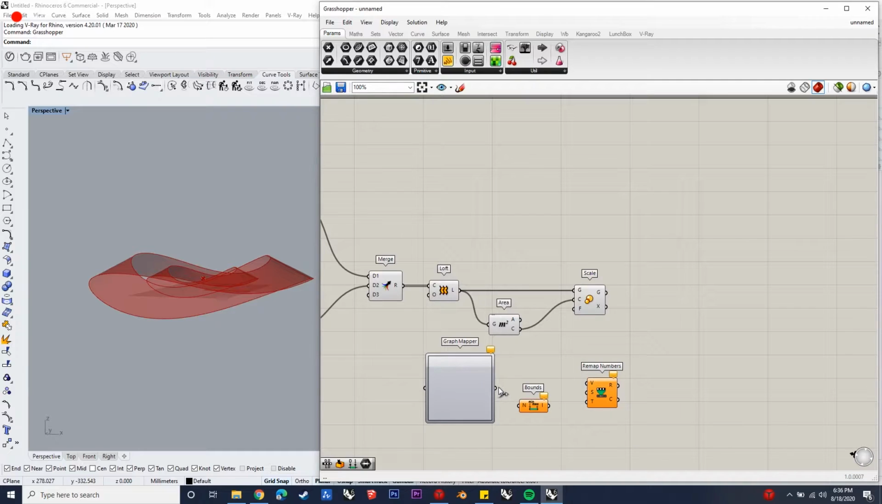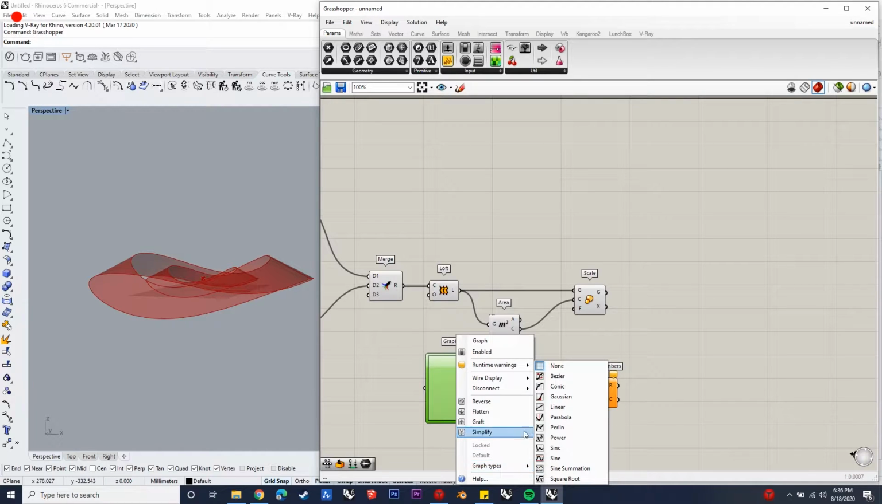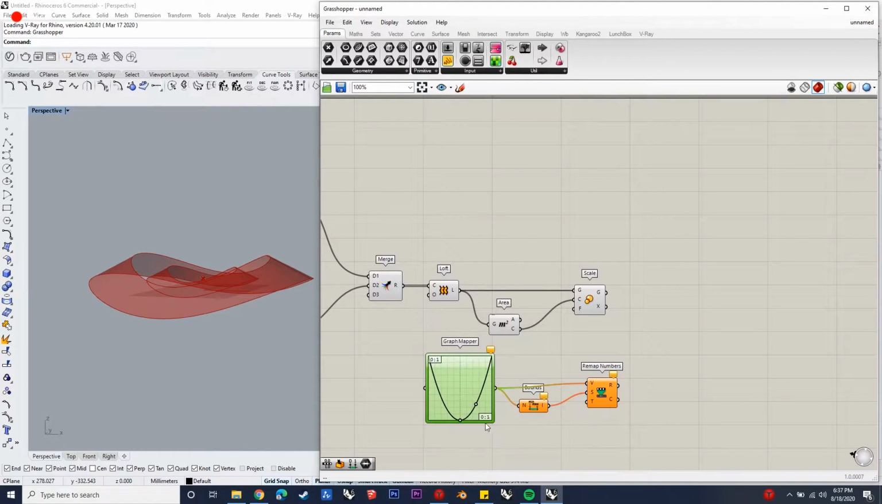The third step is to create a series of scale surfaces of the lofted surface using a graph mapper, and this can be done using a scale component and adding a range component to the graph mapper. This would provide us a series of surfaces offset inwards as to complete the roof structure.